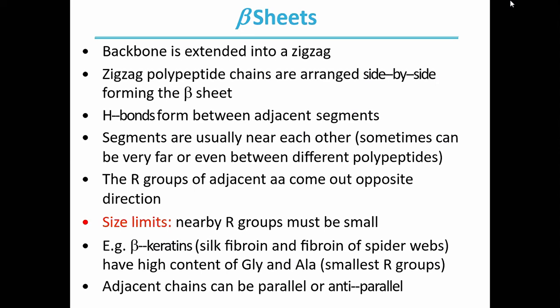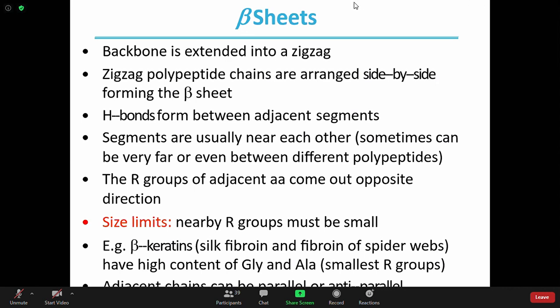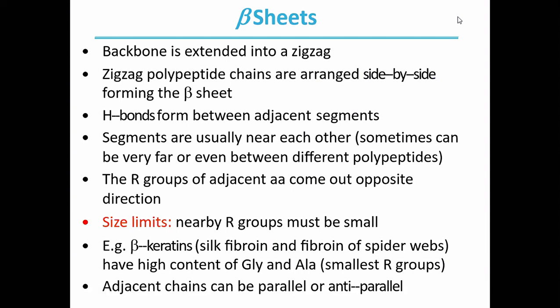For example, keratin, it's your hair, it's keratin, a spider web, keratin. Normally they have a high content of glycine and alanine. These are amino acids with small side chain groups. Glycine's side chain is only one hydrogen atom, and for alanine, the side chain is only one methyl group. So normally for beta structure, they have small amino acids.